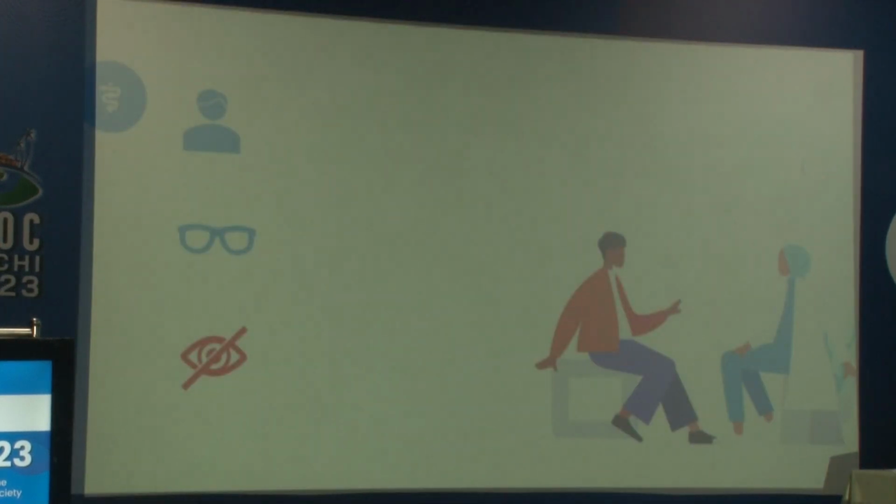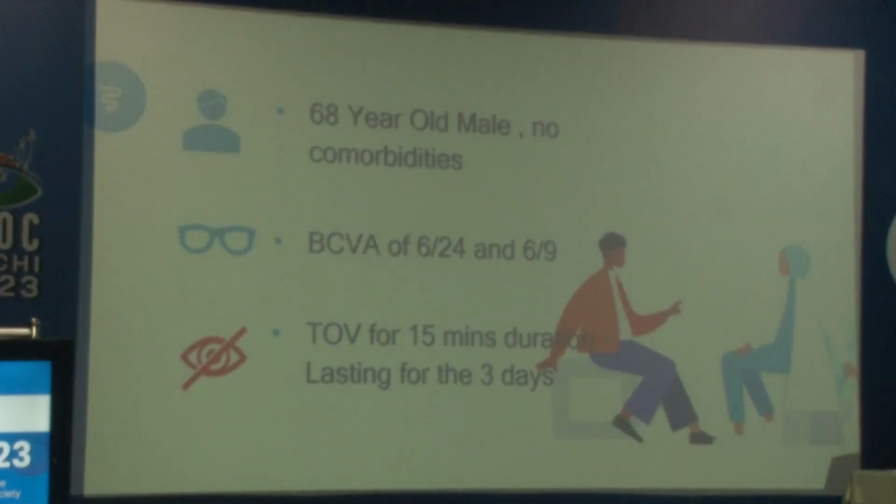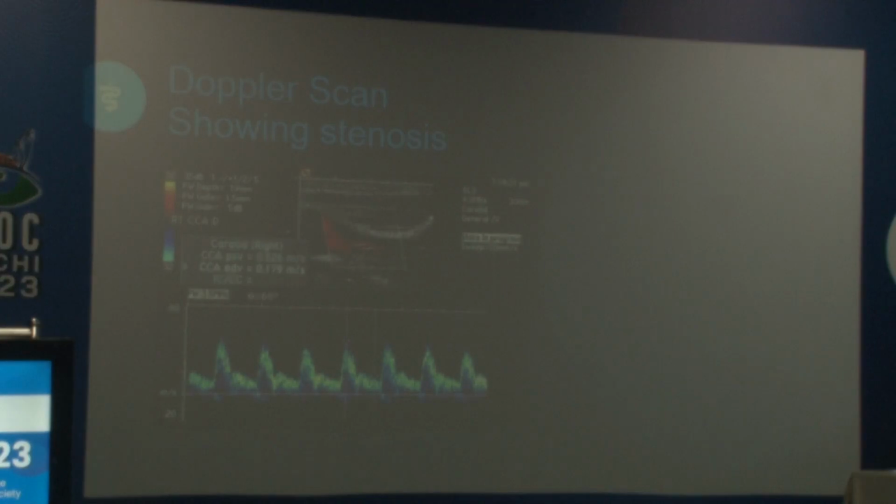The transient obscuration of vision patient was a 68-year-old male with no comorbidities. He had a best corrected vision of 6/24 and 6/9, and he had a TOV of 15 minutes duration for 3 days. His ocular examination revealed cataract, but on his complete neurological exam, we found a defective gait as well as an altered mental status. We referred him to the neurologist, and his Doppler scan showed a stenosis of the carotid artery.